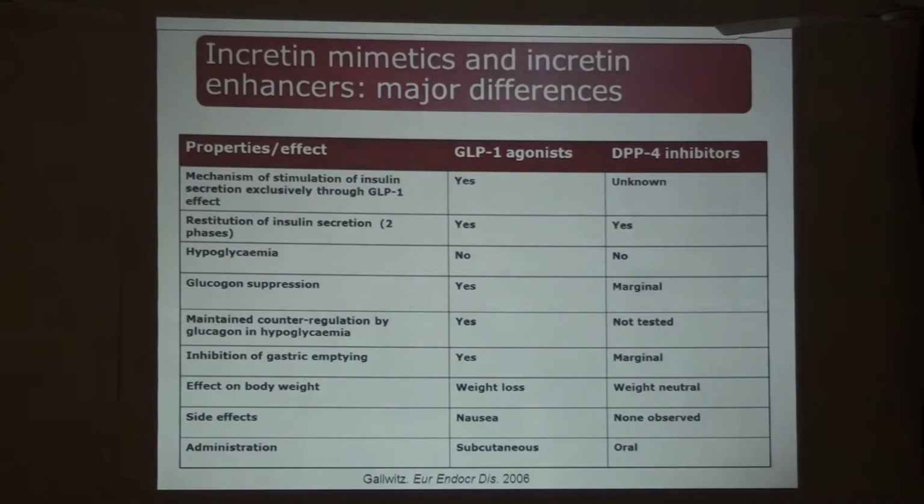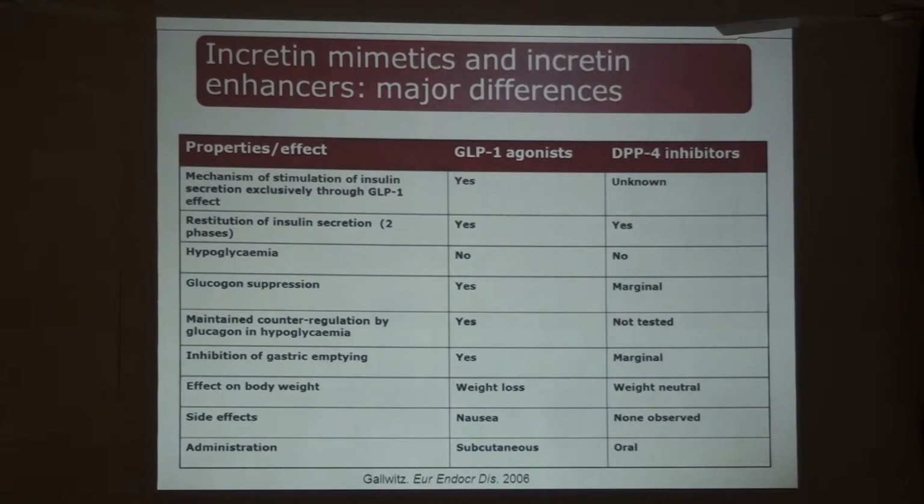Then comes the inhibition of gastric emptying. Yes, very much present with GLP-1, but marginal with the DPP-4 inhibitor. As a result, on the effect on weight, DPP-4 inhibitors are weight neutral, whereas GLP-1 agonists cause weight loss.